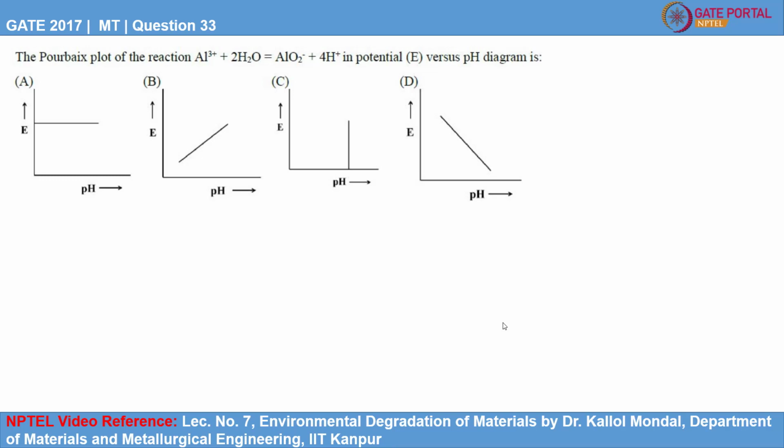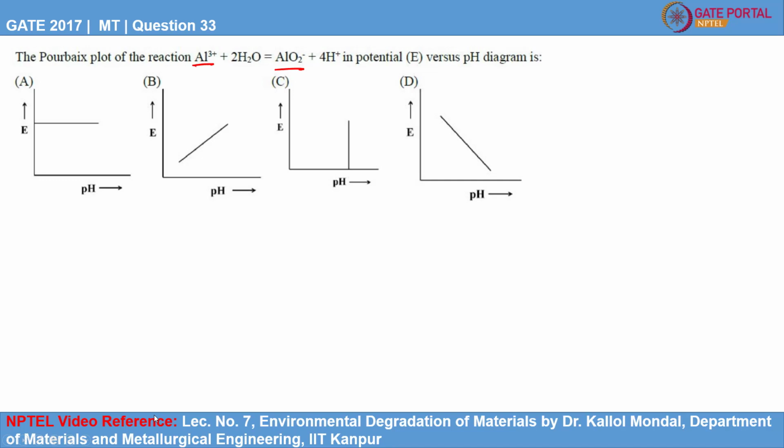GATE 2017 Metallurgical Engineering Question 33. A Pourbaix plot of the reaction Al3+ + 2H2O = AlO2- + 4H+ in potential versus pH diagram is. Okay, we need to identify which diagram corresponds to this reaction.